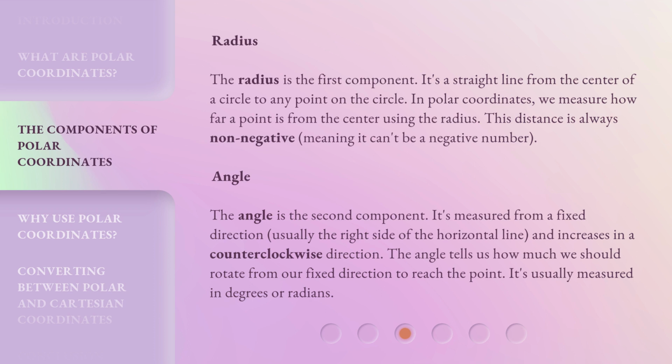Angle. The angle is the second component. It's measured from a fixed direction, usually the right side of the horizontal line, and increases in a counterclockwise direction. The angle tells us how much we should rotate from our fixed direction to reach the point. It's usually measured in degrees or radians.